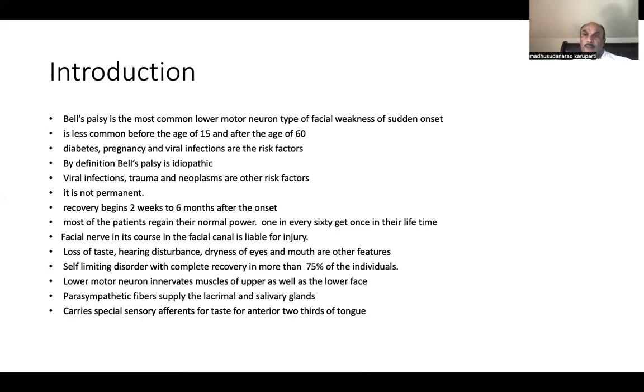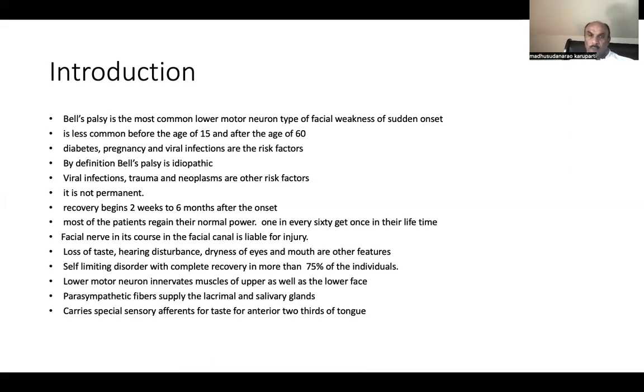Well, these findings are secondary to the involvement of parasympathetic fibers and the taste fibers that are carried in the lingual nerve through its cardiac branch.